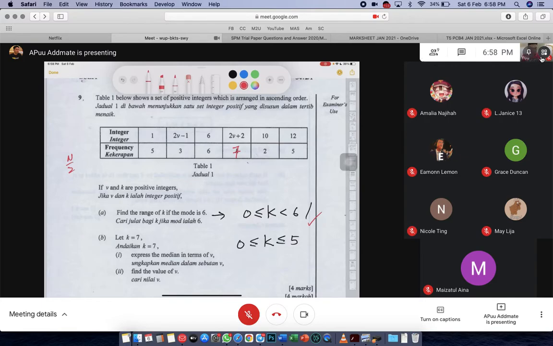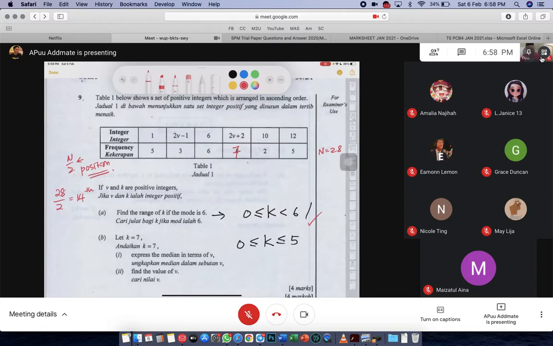Alright, so N over 2, maksudnya you kena cari dia punya position. This is only talking about position. So, apa N kamu? You dah tambah semua tu. What do you get for your N? Bila you tambah semua, N is equals to 28, right? Okay. So, kalau you ambil 28 over 2, so what's your answer? 14 kan? 14th position.